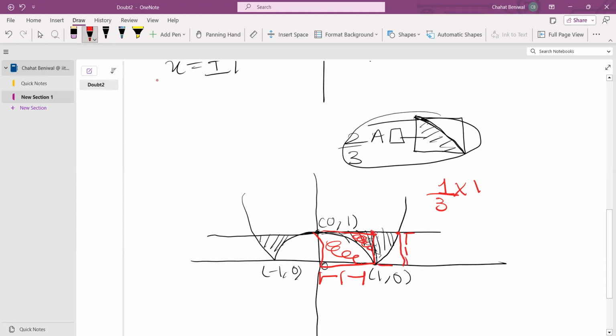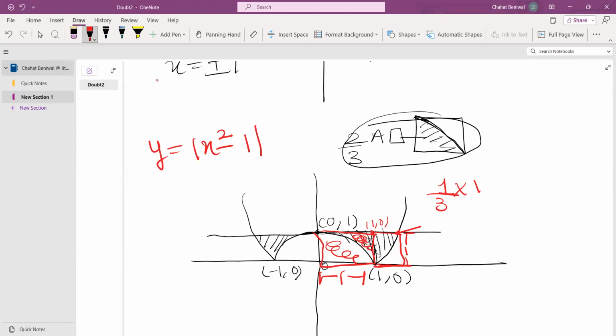Okay, now we need to find the area of this. Now we can see again a rectangle. We know the height, but we need to calculate this thing. We know the coordinate of this thing is 1 comma 0. If we can get the coordinate of this thing, then we are done. Okay, let's see how we are going to find it. What we have is y is equal to mod of x square minus 1.